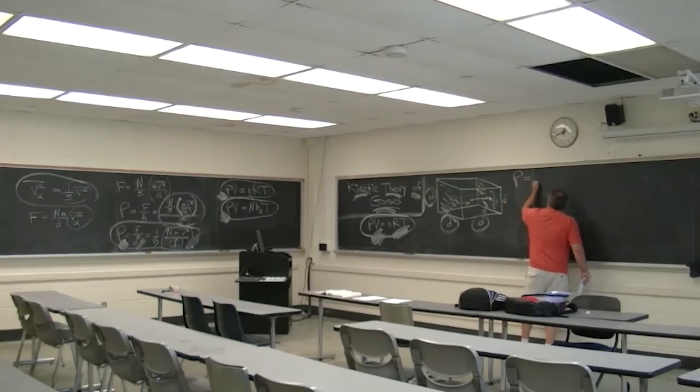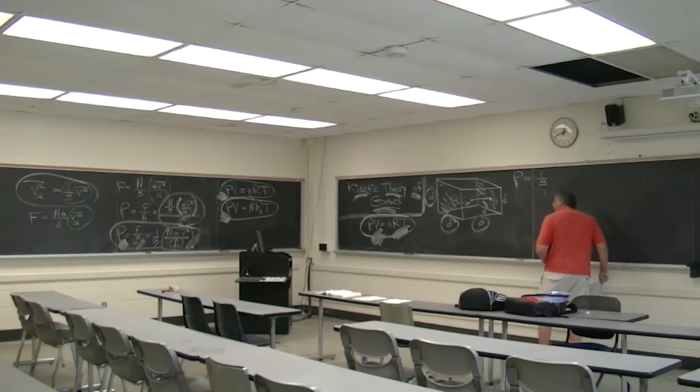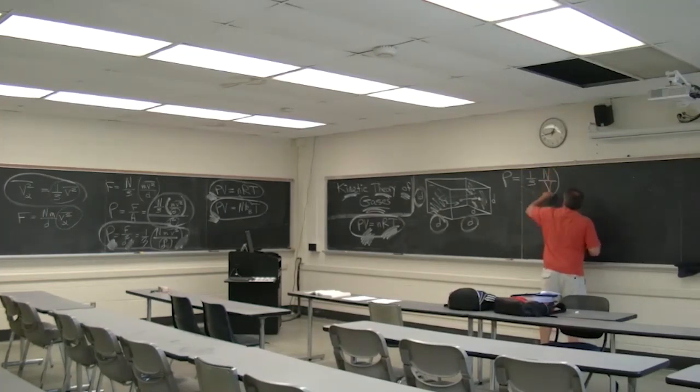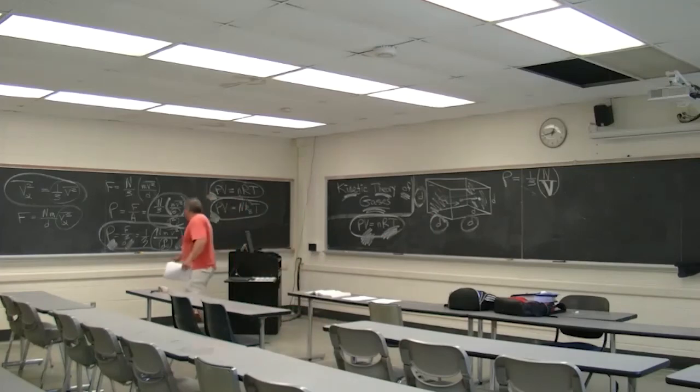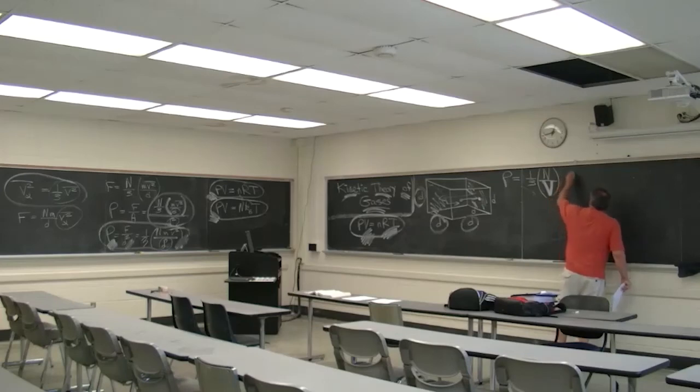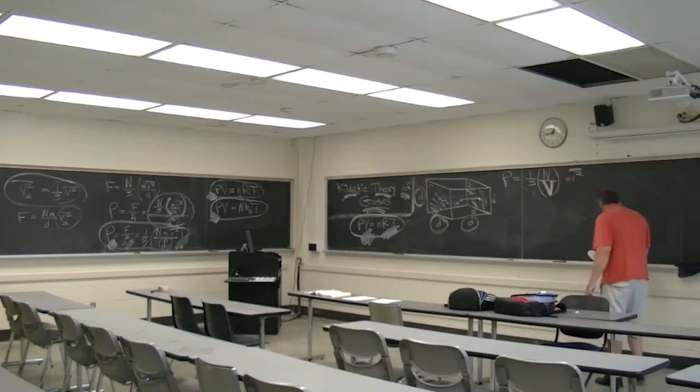I mean, you got P is 1/3 N over V. V is big V now, volume, right? It's volume. 1/3 N over V. What I did was, guys, here's 1/3, here's N, here's V, here's mv squared. The bar's right here. It's there, it's not visible.